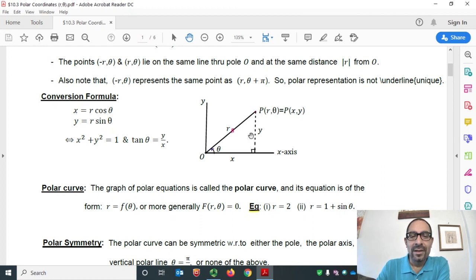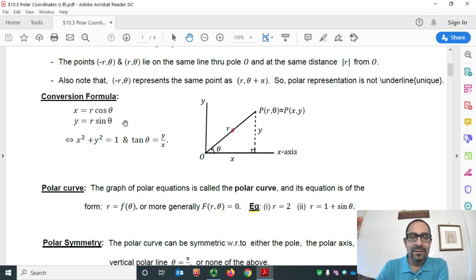Then we have x equals r cosine theta on this right triangle. x is r cosine theta, y is r sine theta. Square and add them, it becomes x squared plus y squared equals r squared, and dividing the second equation by the first gives us tan theta equals y over x. So we have this polar form. Now we convert to Cartesian form. We have this Cartesian form and we convert to polar form by putting x equals r cosine theta and y equals r sine theta.